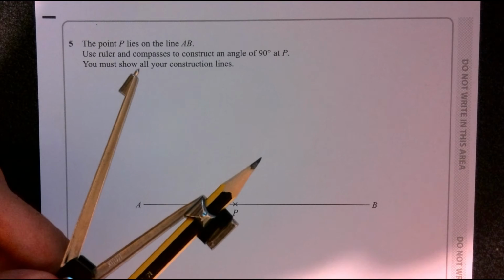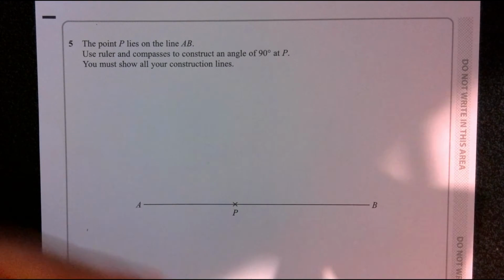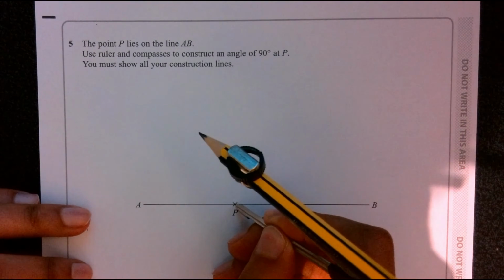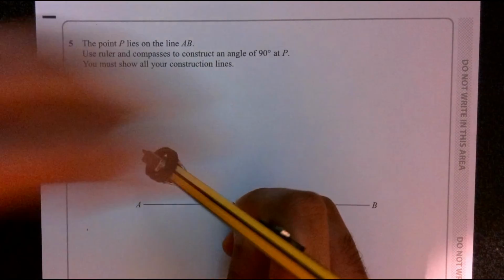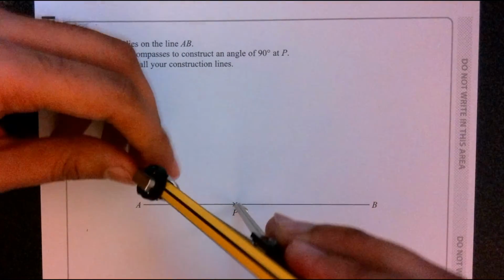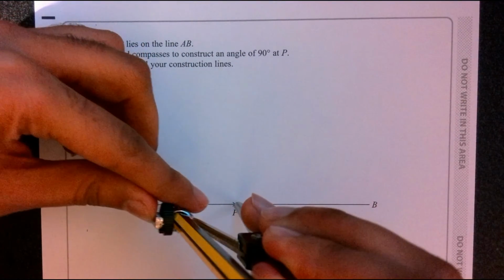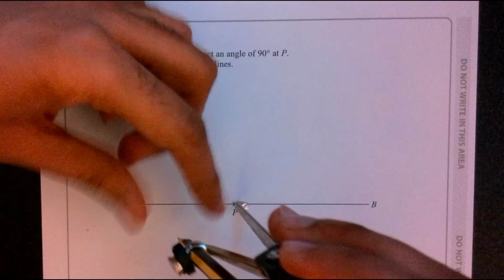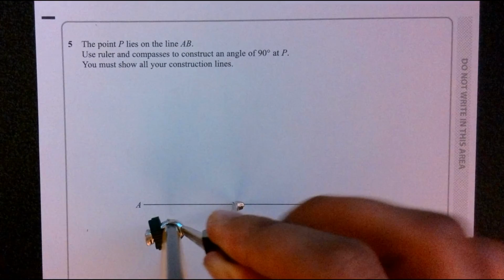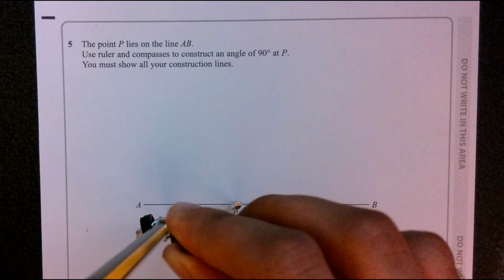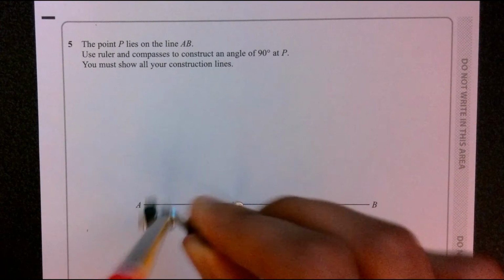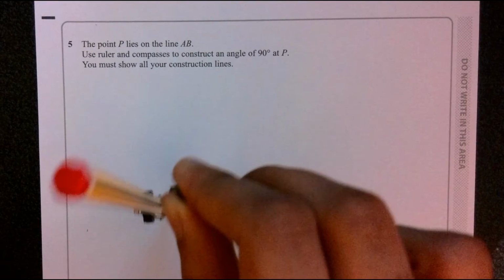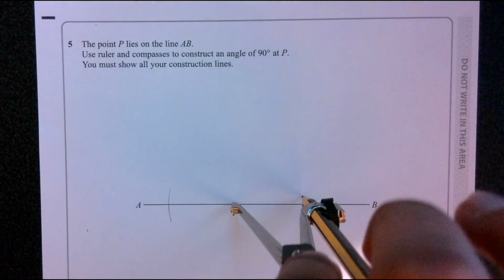Here we have our compass. Put the pointy bit of your compass at the point P. Then set the radius to be smaller than the length AP and create an arc intersecting the line AB once here, and retaining the same radius, once here.